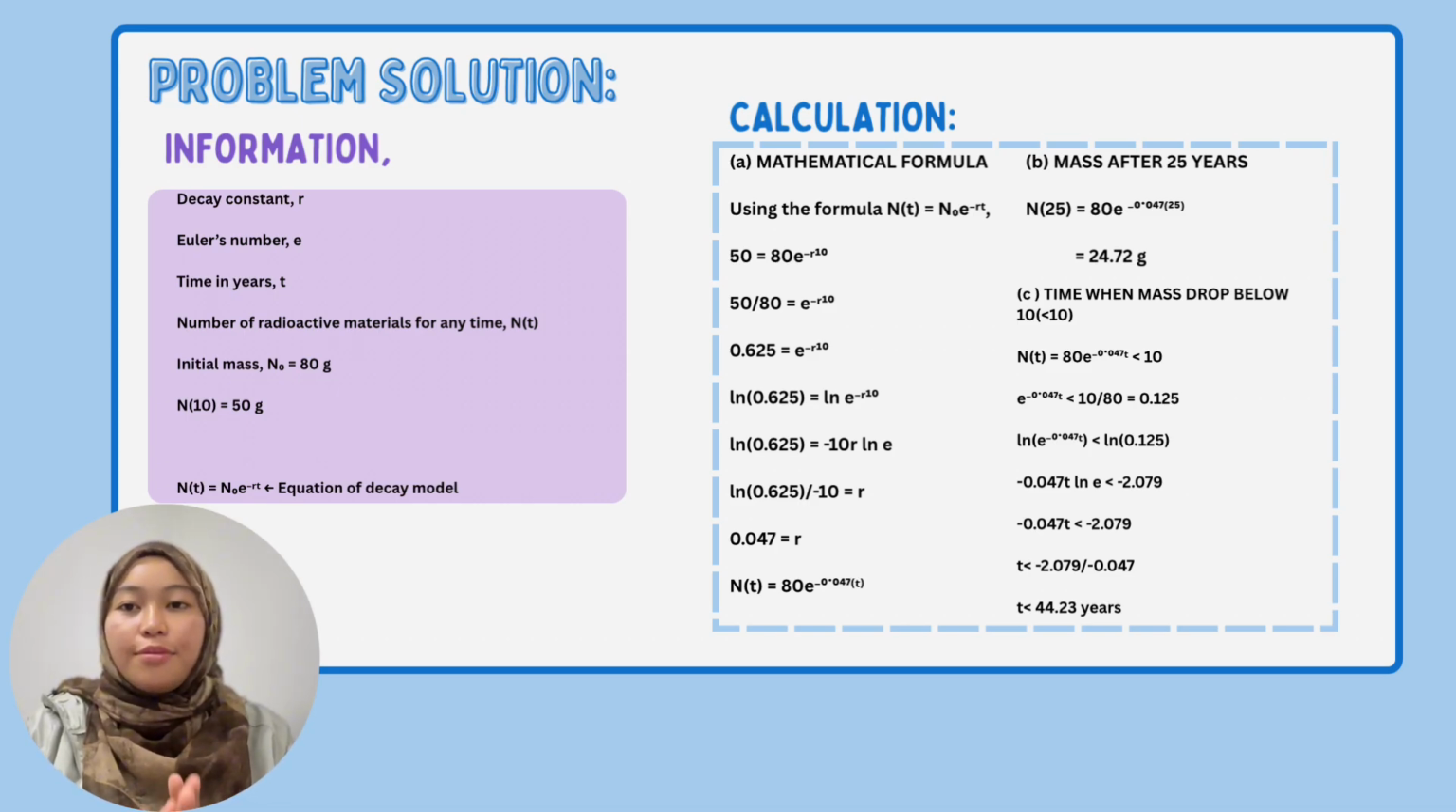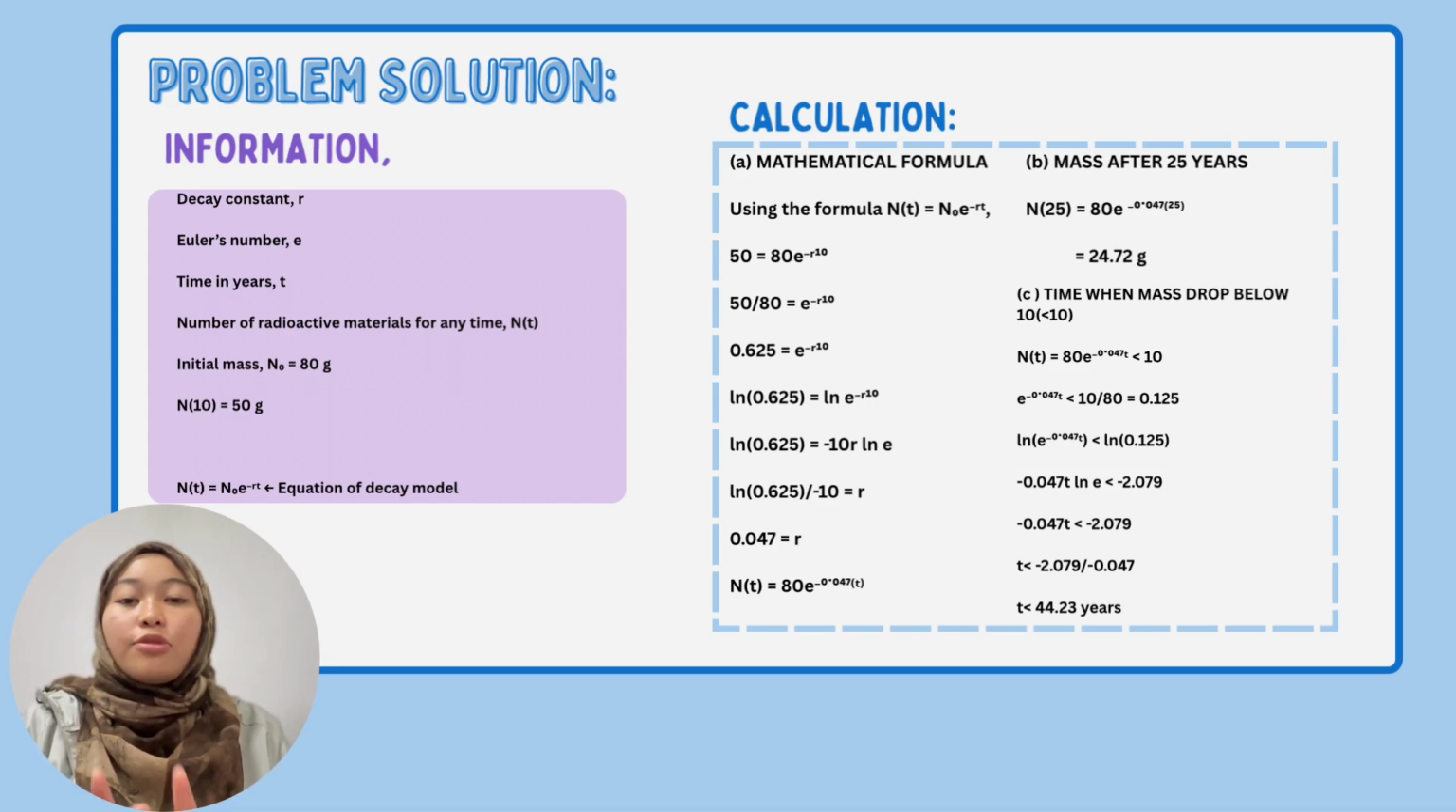Okey, soalan ketiga dia minta time when mass drop below 10. Jadi first kita akan tulis semula equation tu. NT sama dengan 80 E kuasa negatif 0.047T yang mana lebih kecil daripada 10. Jadi kita akan pindahkan 80 tu kepada sebelah kanan yang mana ada 10 tadi.